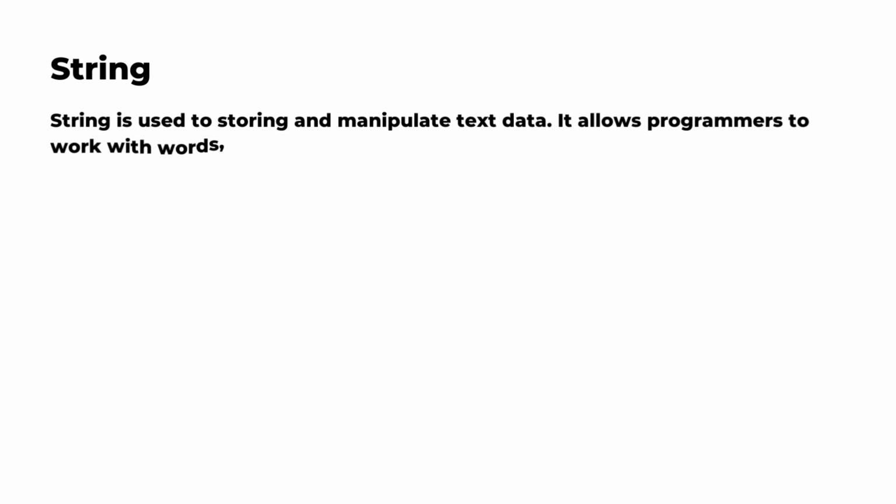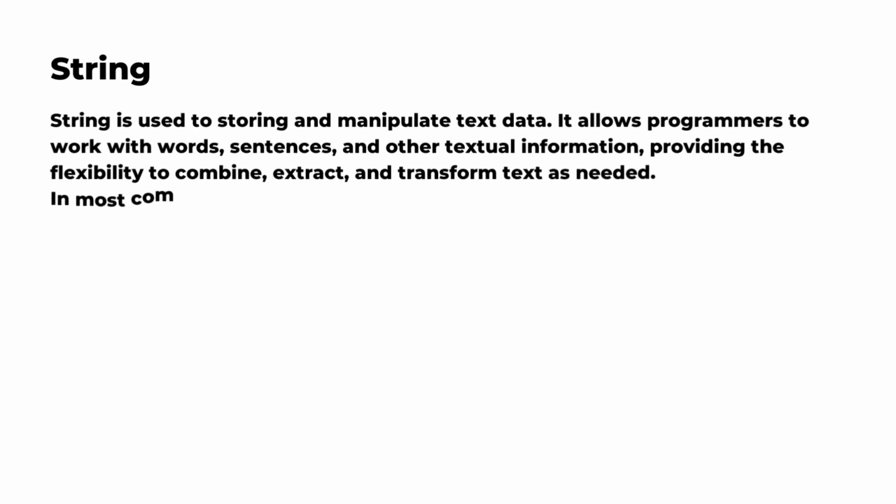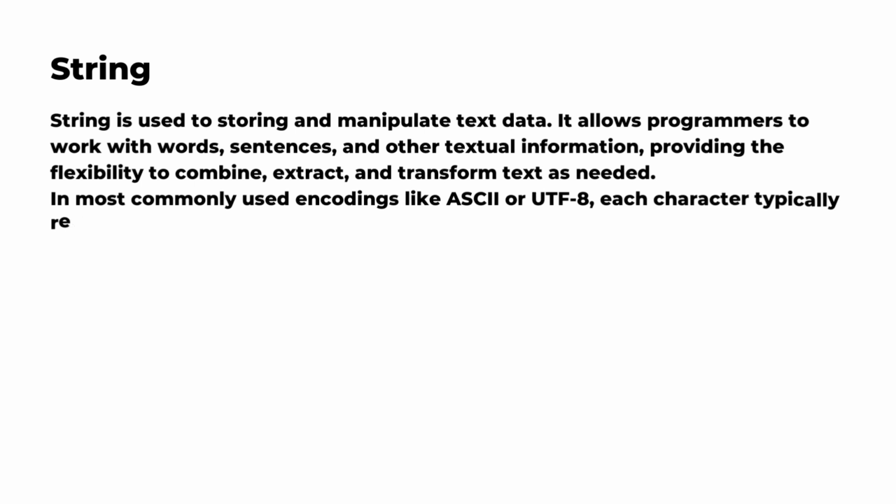String data type. String is used for storing and manipulating text data. It allows programmers to work with words, sentences, and other textual information, providing the flexibility to combine, extract, and transform text as needed. In most commonly used encodings like ASCII or UTF-8, each character typically requires 8 bits, 1 byte, to be represented.